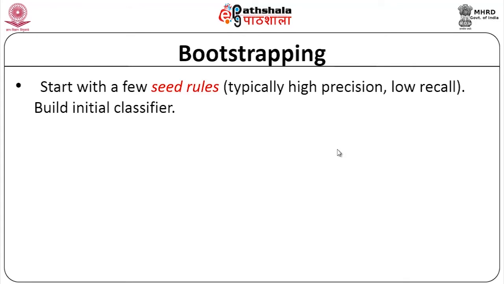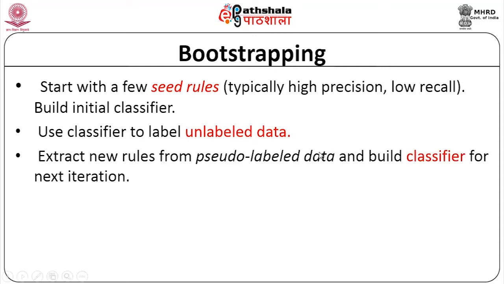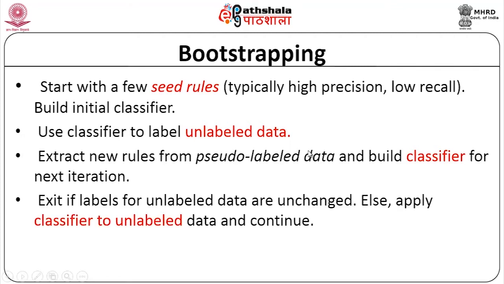So, start with a few seed rules, typically high precision, low recall. That means we are not accounting for everything. Use the classifier to label the unlabeled data, extract new rules from the pseudo labeled data and build a classifier for the next iteration. Exit if labels for unlabeled data are unchanged, else apply the classifier to unlabeled data instances and continue.